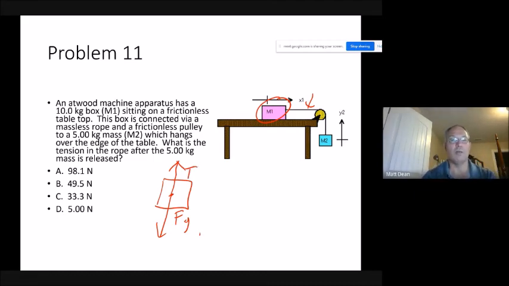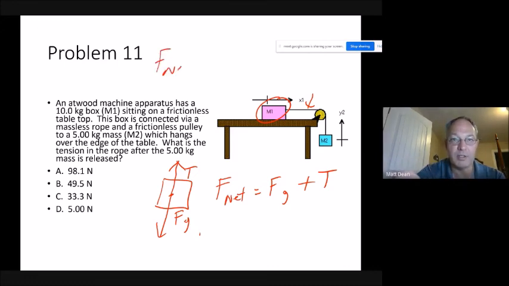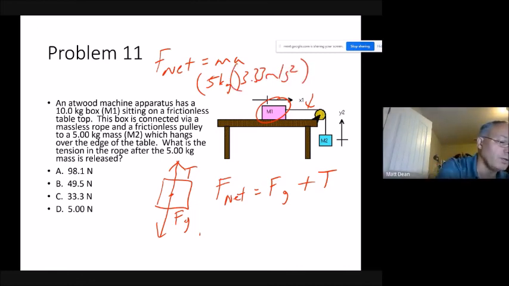We know the net force acting on that box is going to be the sum of the forces acting on that object, Fg plus tension. The net force acting on that object is equal to ma for that object. So the mass of that object is 5 kilograms. We already know it's accelerating at 3.33 meters per second squared. So multiply that out.